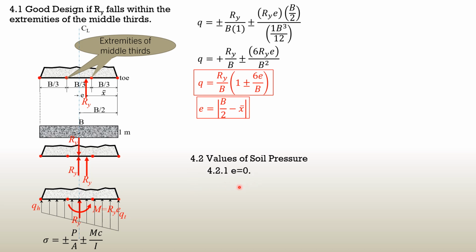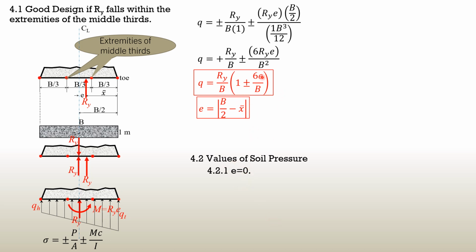So if E is 0, let's check this. If E is 0, we can use this because the application of this formula is as long as Ry lies within the extremities of the middle third, including Ry passing through the extremities of the middle third. You can still use that, and that happens when E is 0.